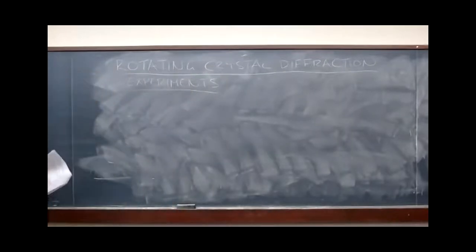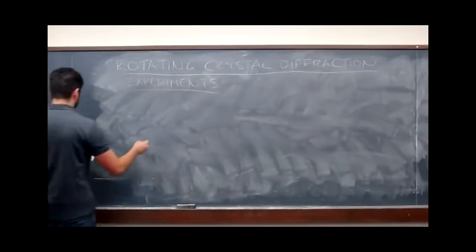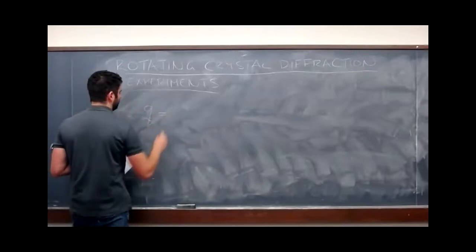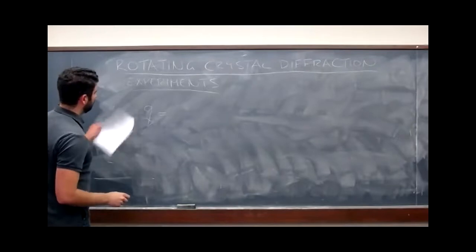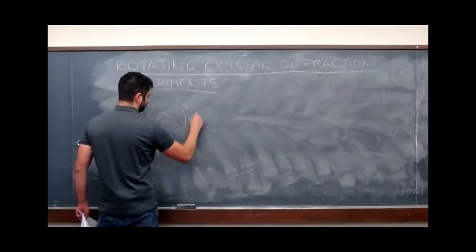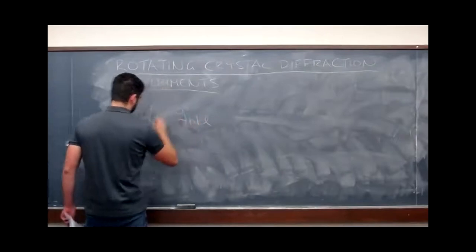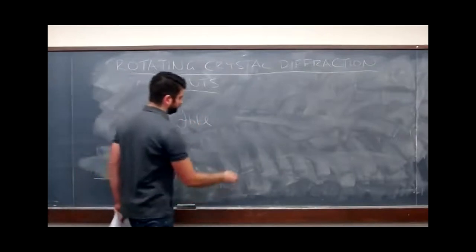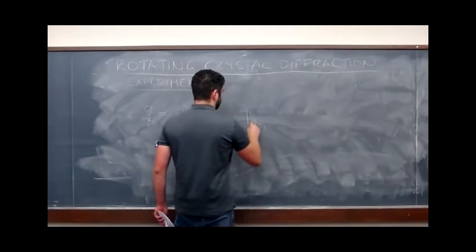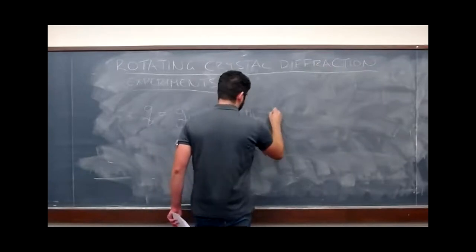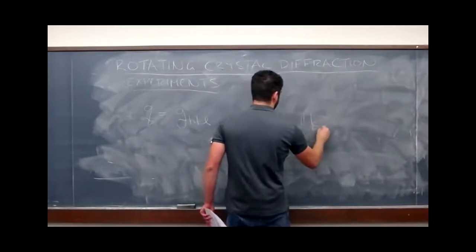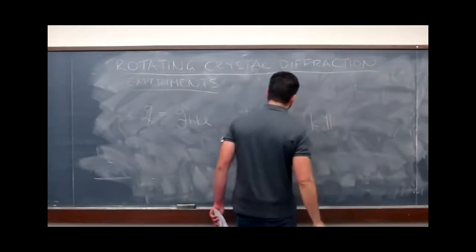So what have we figured out today? We figured out that diffraction occurs when the scattering vector is equal to a reciprocal lattice vector, and that the magnitude of incoming and outgoing wave vectors are equivalent.